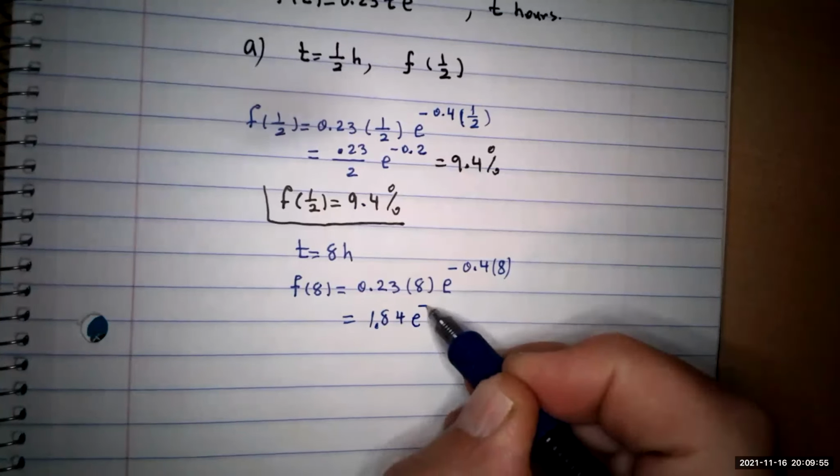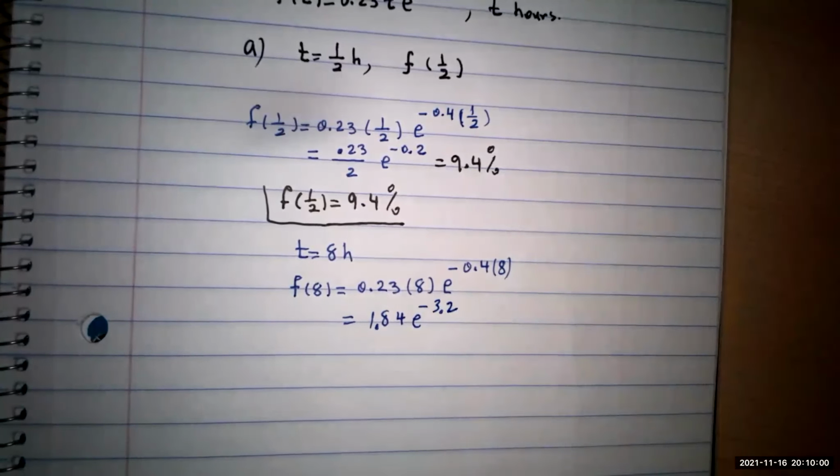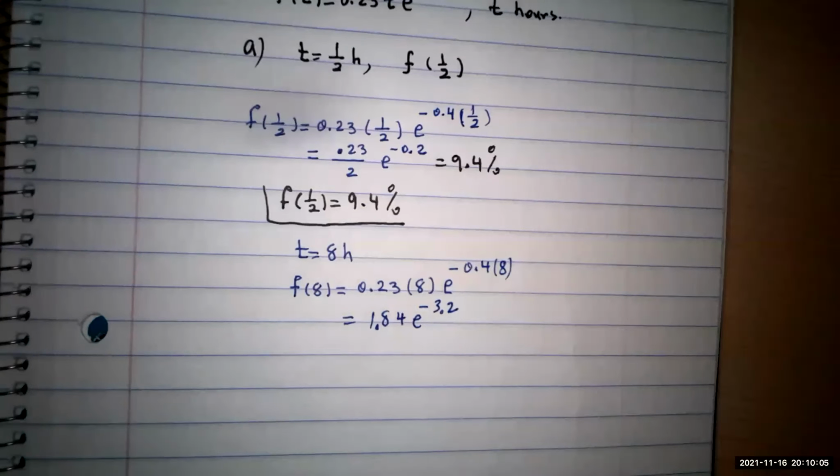And this is going to be e to the negative 3.2. Again, we use the calculator to get this number. We start with the e to the negative 3.2, then multiply it by 1.84. Do you have the answer for this one? Anybody? Just checking.